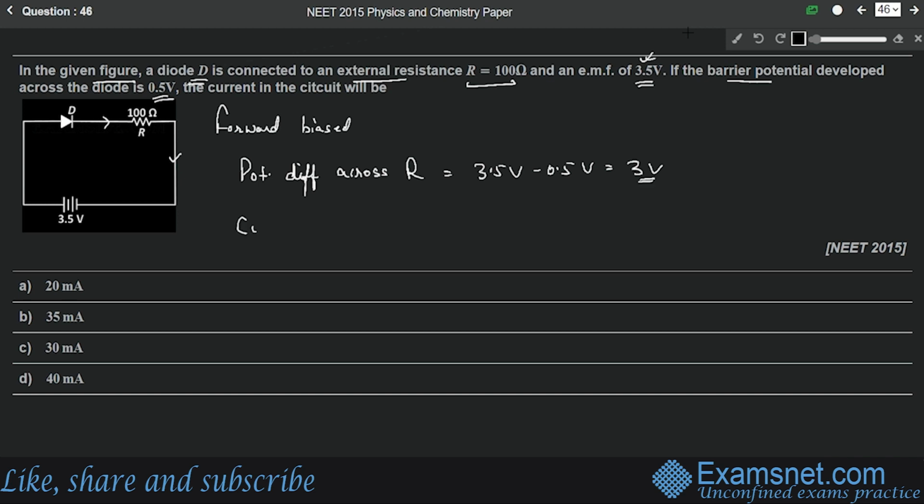Now we have to find the current in the circuit. So current I in the circuit will be equal to potential difference upon the resistance. So potential difference is 3 volt and the resistance is 100 ohm. So on solving this, you'll get 0.03 ampere. Options are in milliampere, so you can write it as 30 milliampere. So option C will be the correct answer.